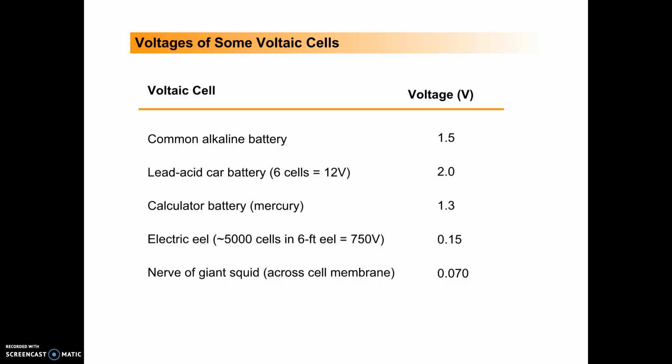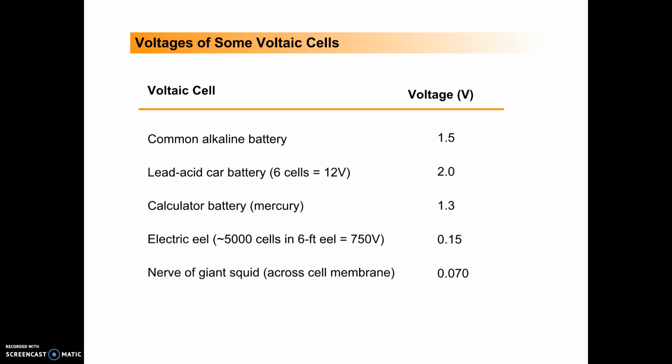Electrical potential and voltage are really the same thing. There are many different voltages we get out of things. Here's some fun ones for you. The alkaline battery that we use all the time, those AAs, is only 1.5 volts. I like the electric eel, considering that each of them is 0.15 volts, but you have 5,000 cells in a 6-foot eel. That leaves it at 750 volts. You're not going to make it.